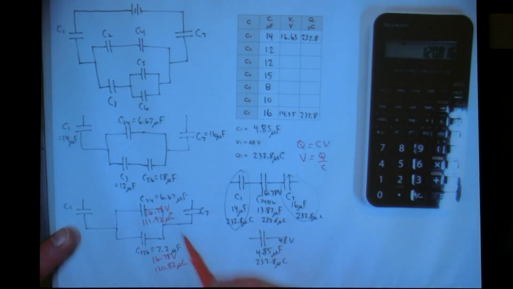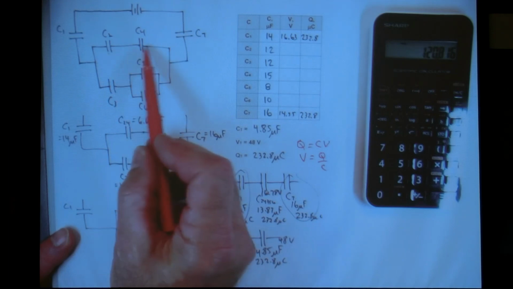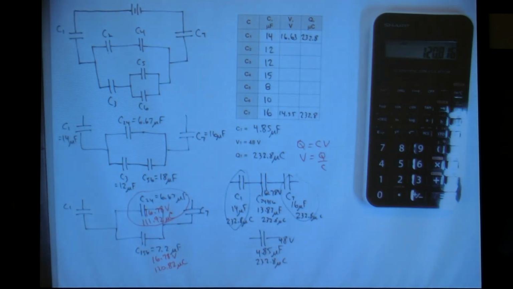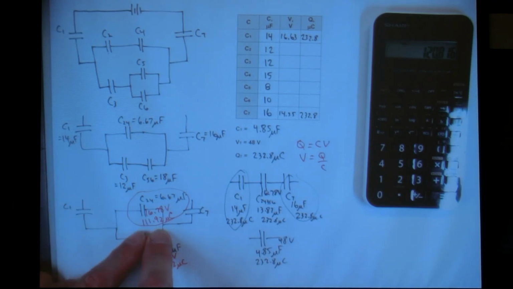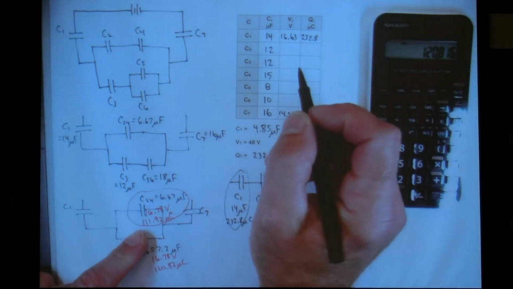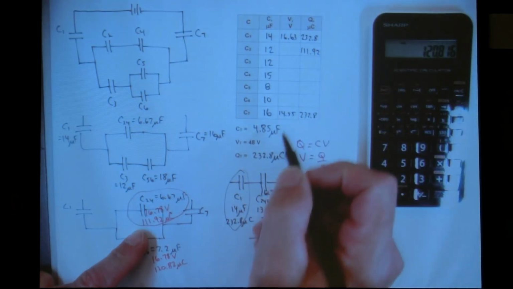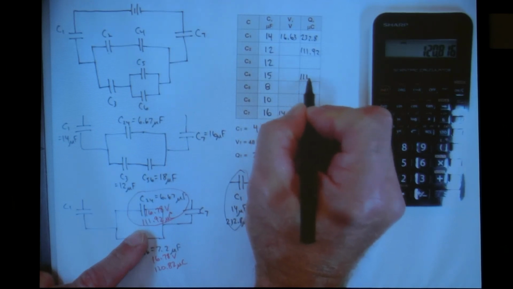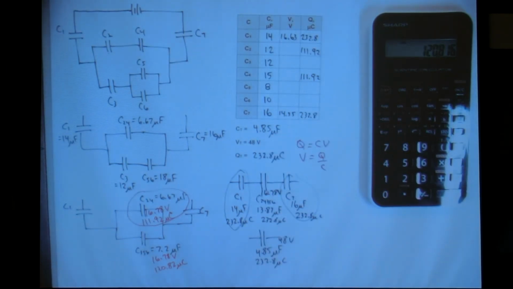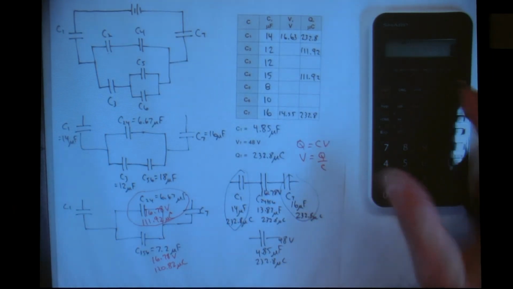So then you say, well, where did C24 come from? It came from these two. How are they arranged? They're in series. What stays the same in series? Charge. Charge stays the same. So C2 and C4 are both 111.92 microcoulombs. So to get the volts, I take Q over C.